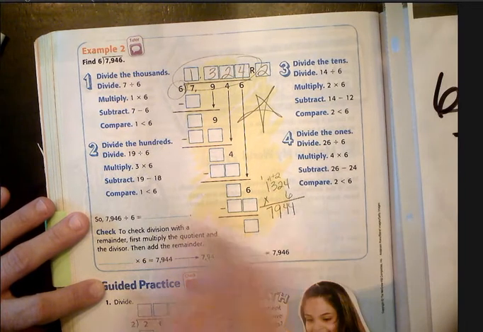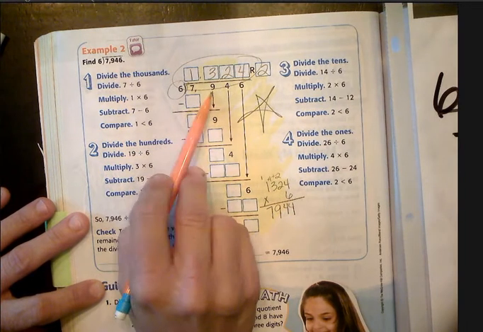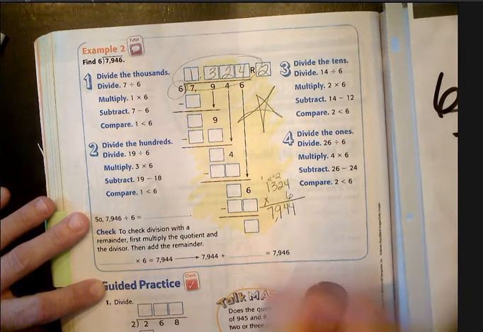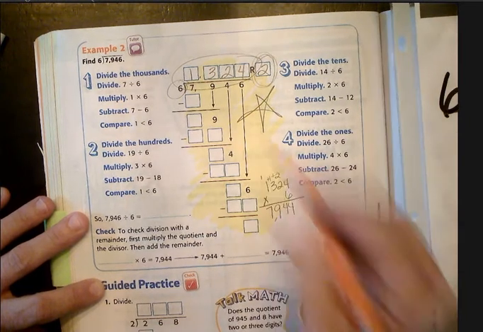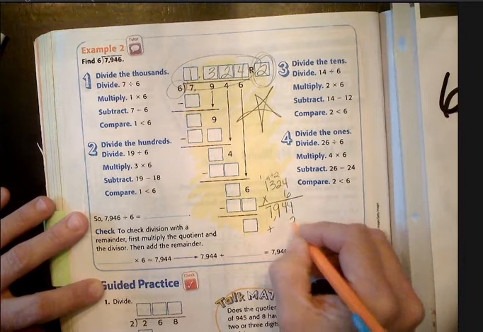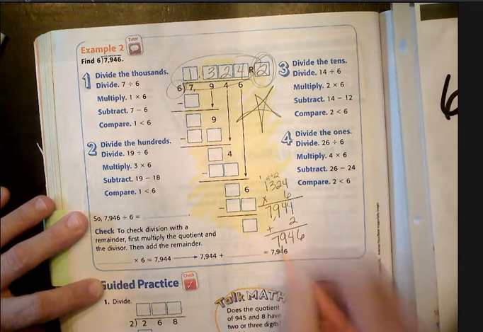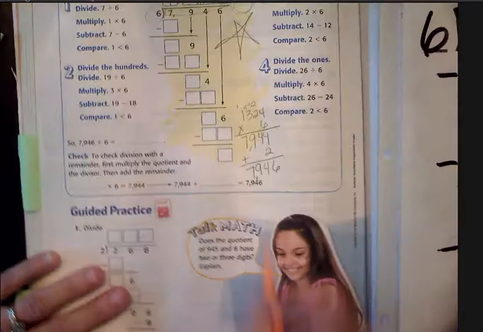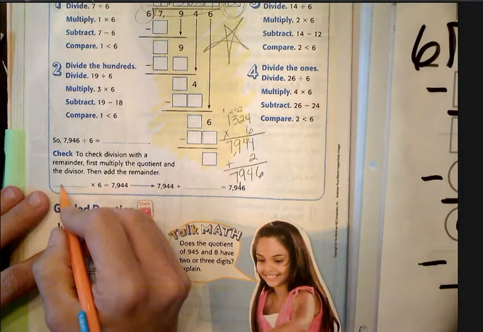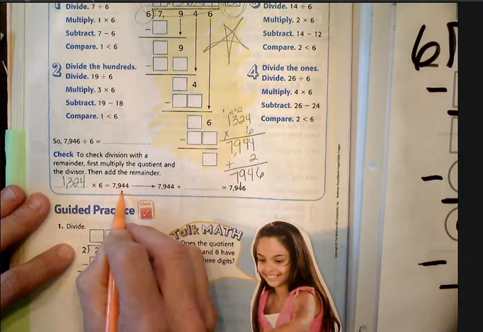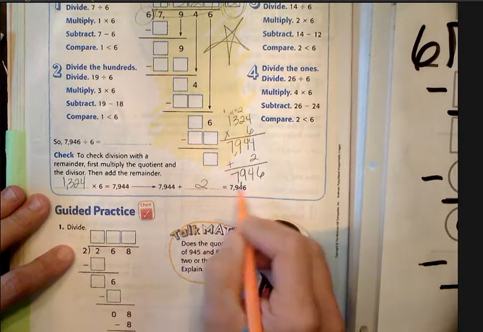Now, you'll notice that's 7,946, and we only got 7,944. But you can't forget about our remainder. So we add those last 2 at the end. They didn't fit in the collection in any group, but we add them at the end, and we got the correct answer. So 1,324 times 6 gave us 7,944, plus 2 gave us the correct answer.